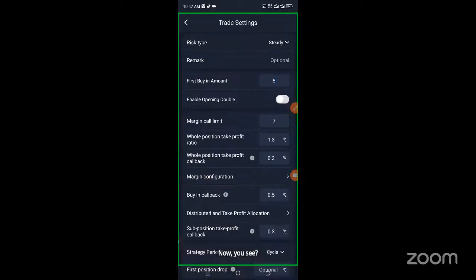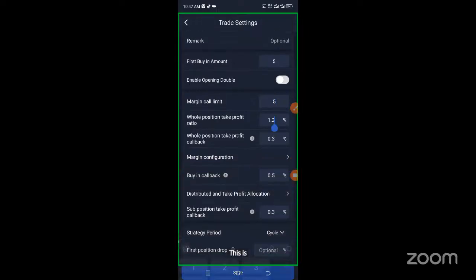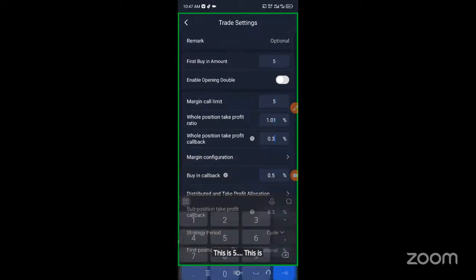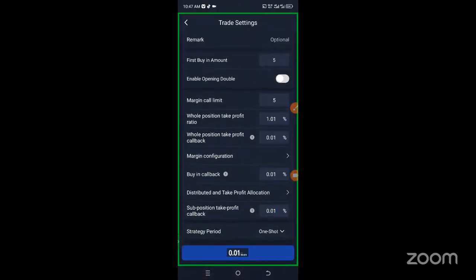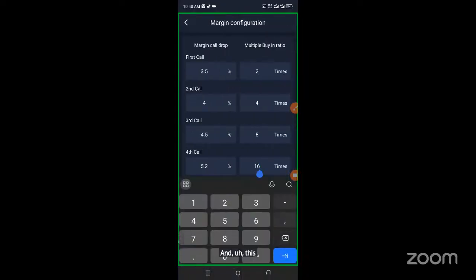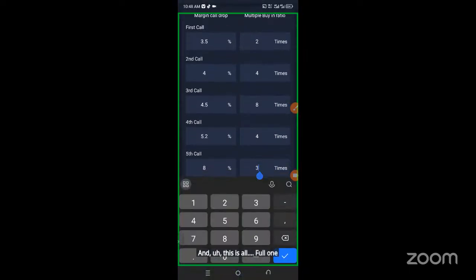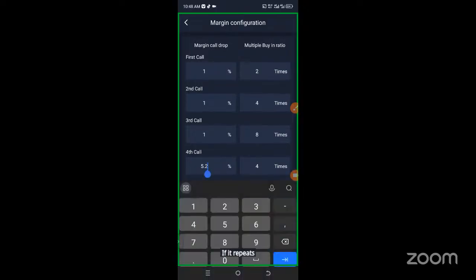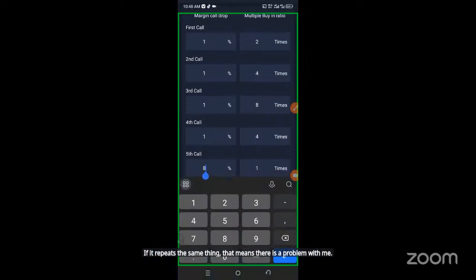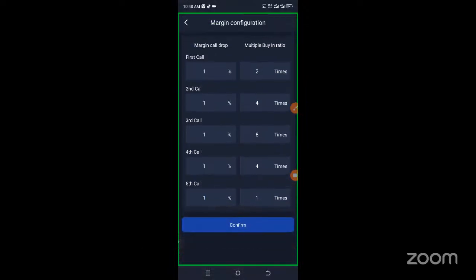This is 5. This is 1.01. This is 0.01, 0.01, 0.01. This is one shot. And this is 4, 1. This is 1%. If it repeats the same thing, that means there is a problem with my software.